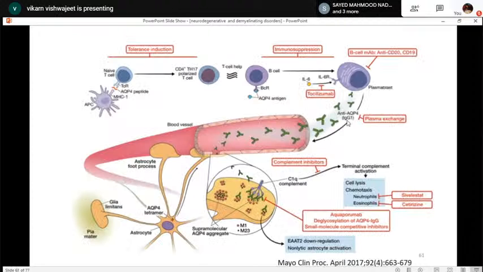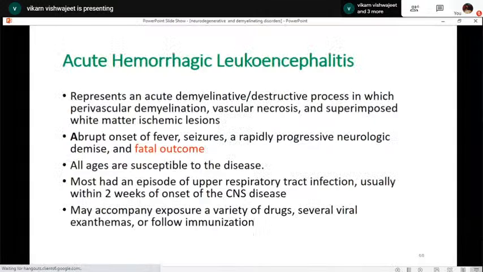So, a few points about the pathogenesis. Aquaporin 4 peptides are recognized by the T cells, which then are polarized to the helper T subtype 17 phenotype, and they provide help to the B cells. It represents an acute destructive lesion in which there is perivascular demyelination, vascular necrosis, and superimposed white matter ischemic lesions. It has abrupt onset with fever, seizures, and a fatal outcome in most cases, often after upper respiratory tract infection, and it may follow exposure to a variety of drugs, viral infections, or immunization.